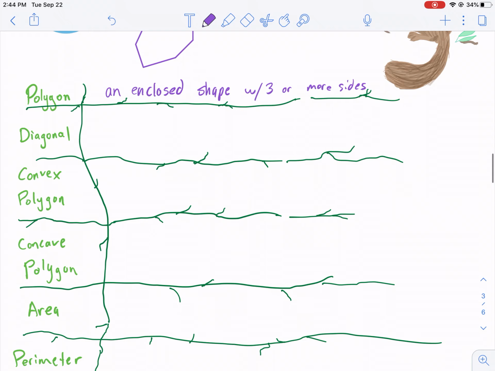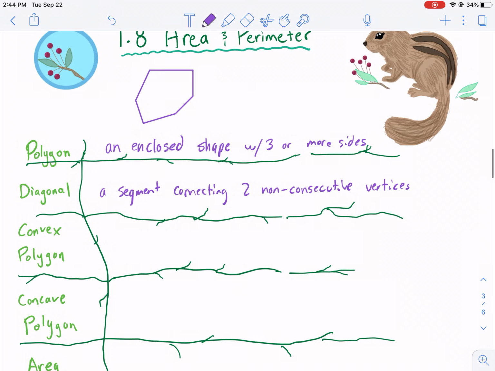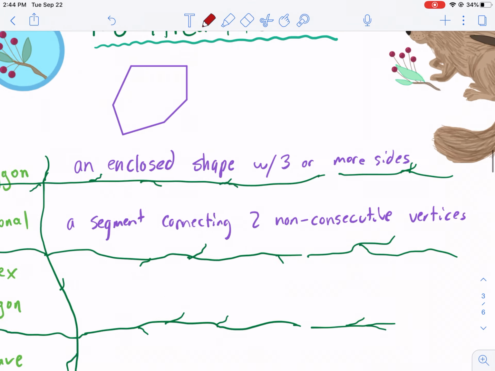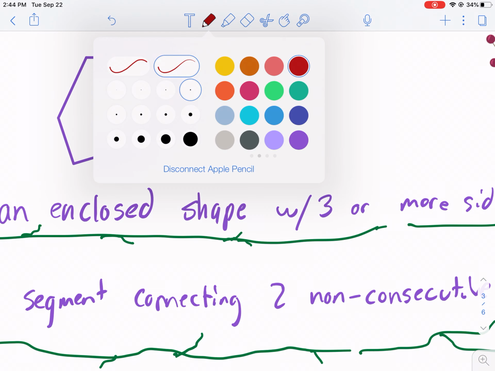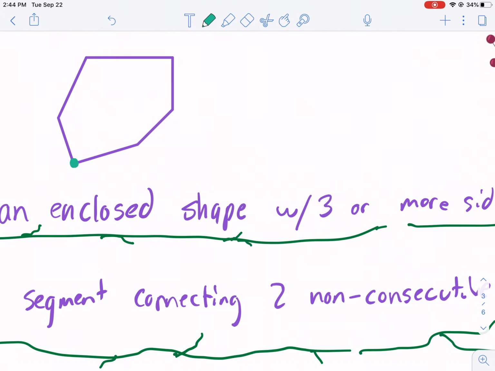Okay, diagonal. This is a segment connecting two non-consecutive vertices, that means not one after the other. In red, I'll show you 2 consecutive vertices. So those would be 2 consecutive vertices. 2 non-consecutive would be in green. So we'd skip a vertex, and we go to the next one. That would be a diagonal. So that is a diagonal.